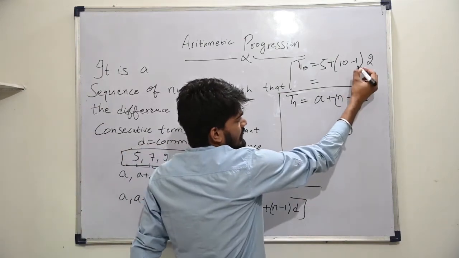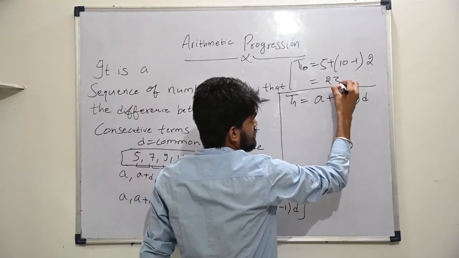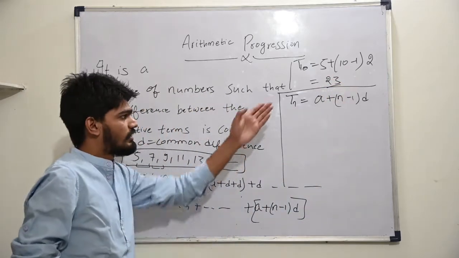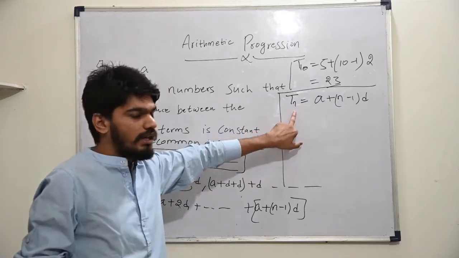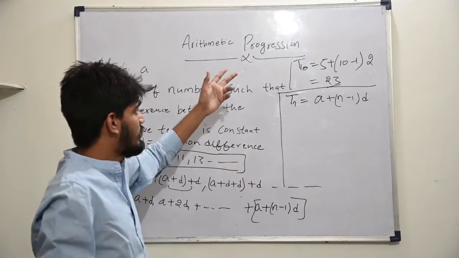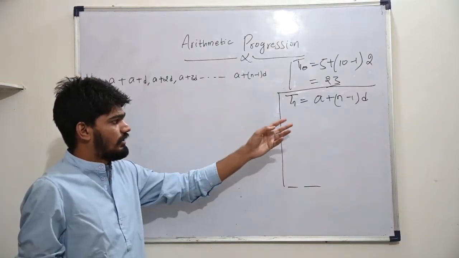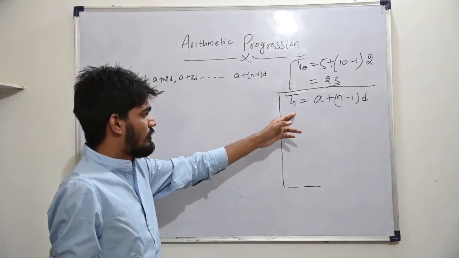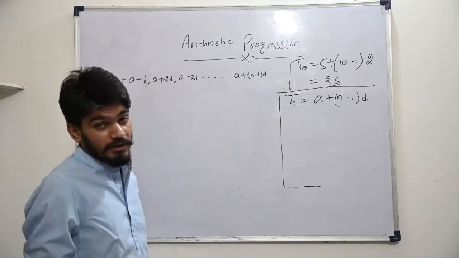The result will be our 10th term of the given sequence. How? 10 minus 1, 9. 9 into 2, 18. Plus 5, 23. So 23 will be the answer for this one. That's how we can find any term of a given arithmetic progression. Now we have seen the nth term. Let's talk about how to find the sum of a given arithmetic progression.